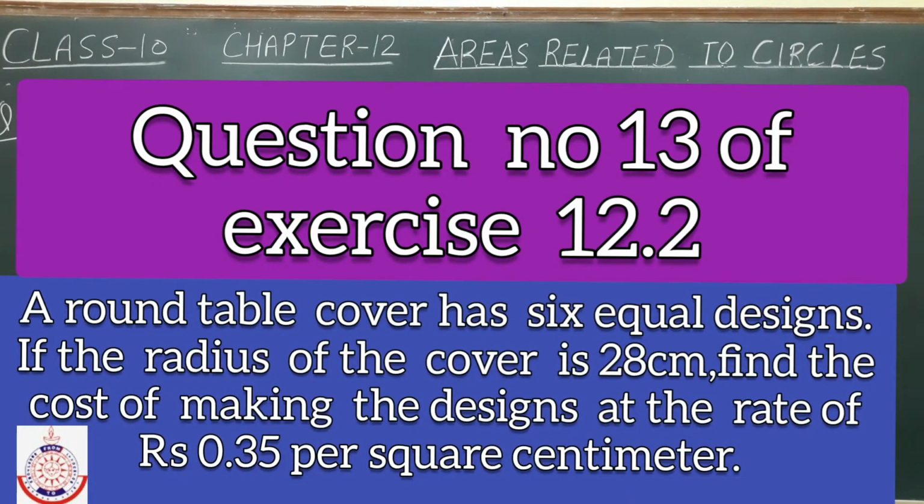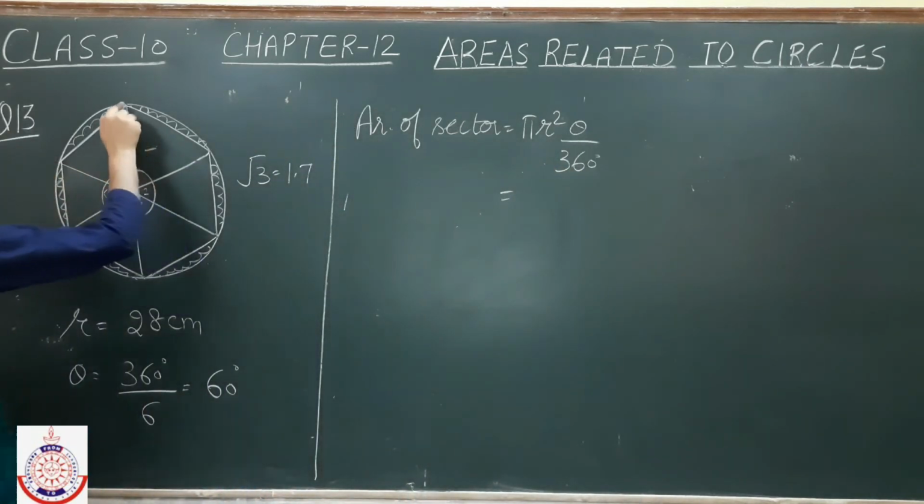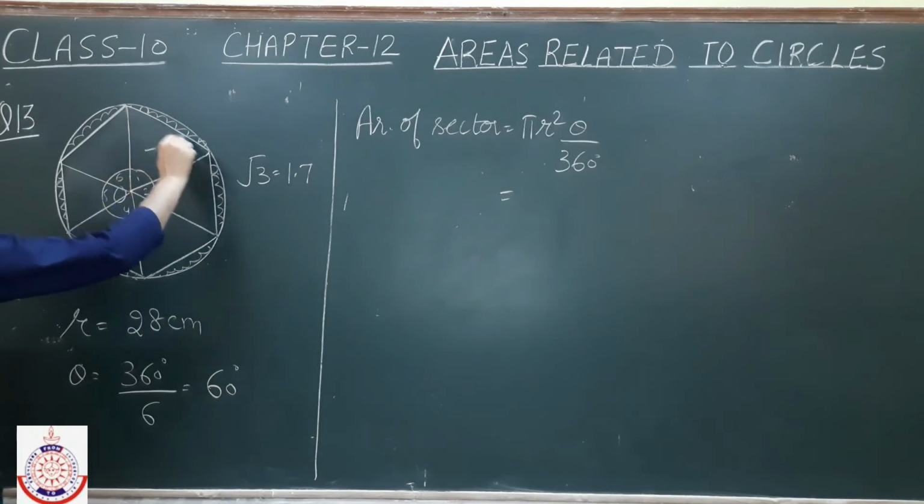Now let us do question number 13 of exercise 12.2. In this question they have given us a round table cover having 6 equal designs. If the radius of the cover is 28 centimeter, we have to find the cost of making the designs at the rate of 0.35 per centimeter square. The value of √3 is given to be 1.7. Figure is given to us. They have given that 6 designs are being made. Because of these 6 designs, a hexagon is being made.